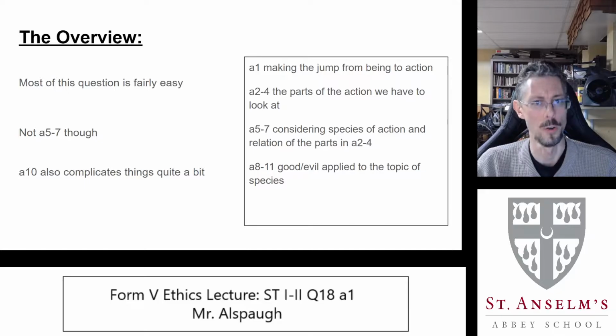It's the really hard part of the article. We're trying to talk about kinds of action, species, whether this kind of thing is evil or good. And then finally, at the end, an easier landing, I think, especially questions or articles 8 and 9, where we're going to apply the topic of good and evil to the species talk of articles 5, 6, and 7. So ironically, even though 5 through 7 is pretty difficult, articles 8 and 9 are not that bad.